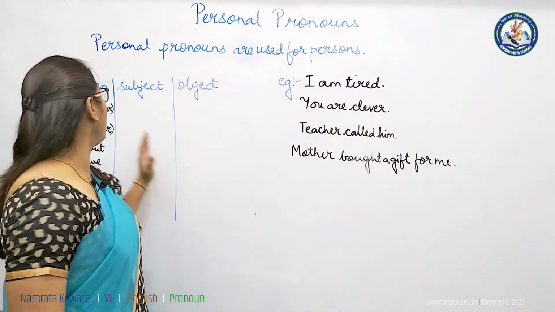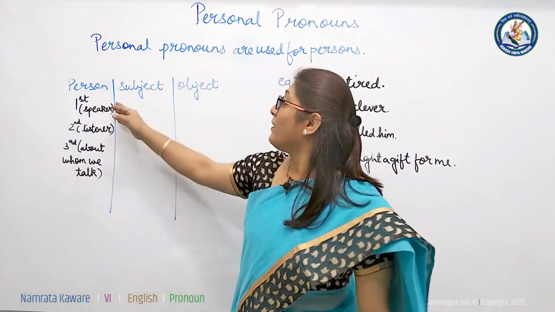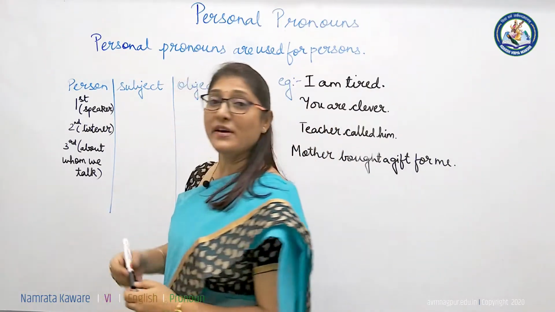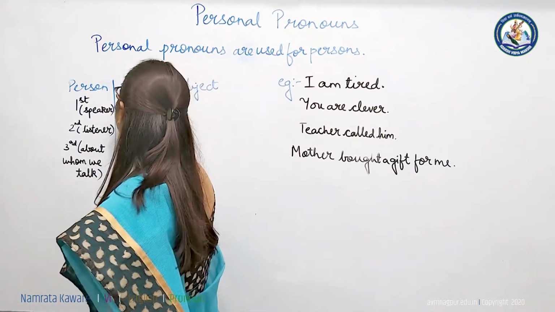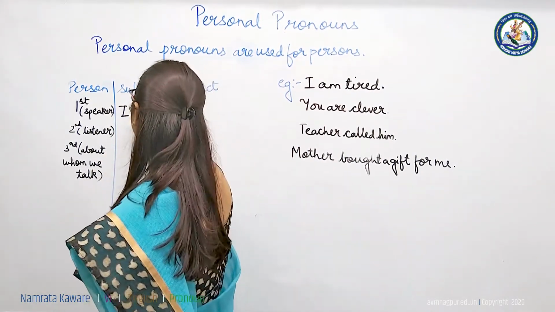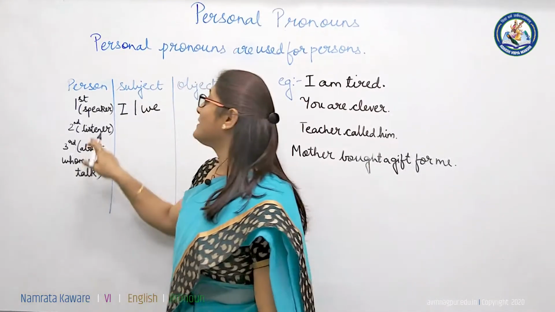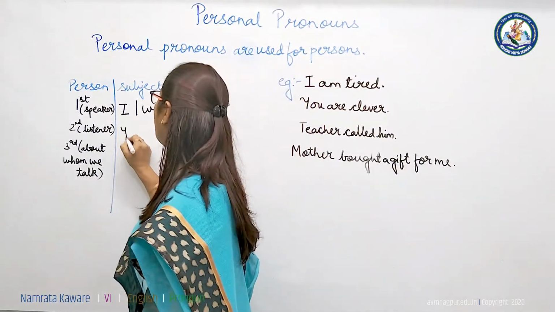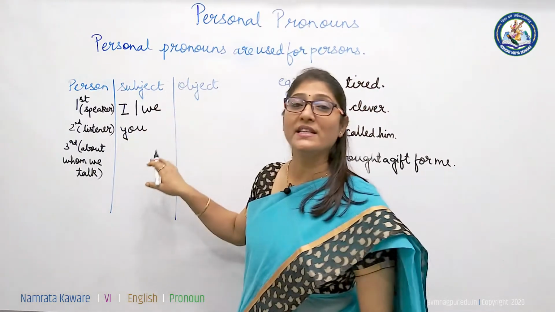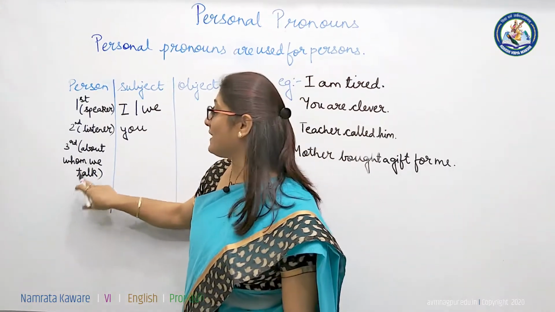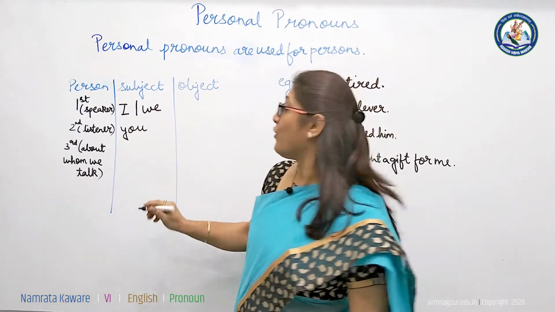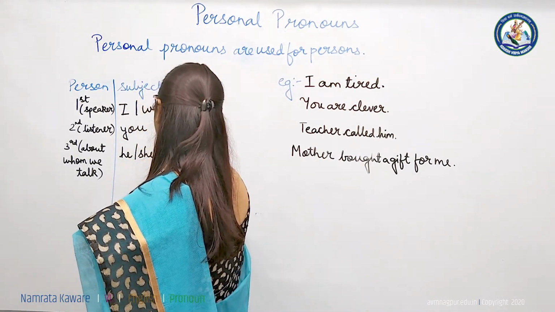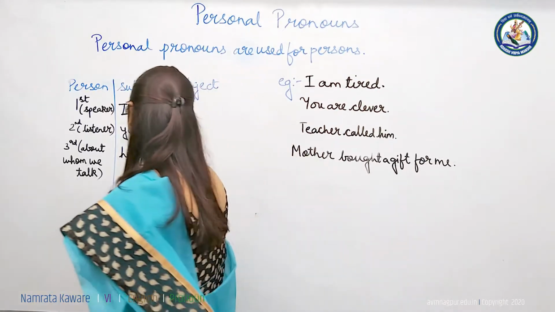Now, in a speech, there are three kinds of persons. First person, the speaker, that means one who speaks. If it is used in subject's place, for singular we write I, for plural we write we. Second person, that means the listener, one who listens. For singular and plural both we write you. Third person, that means about whom we are talking. For singular, the pronouns are he, she, it in the subject's place. For plural, we write they.